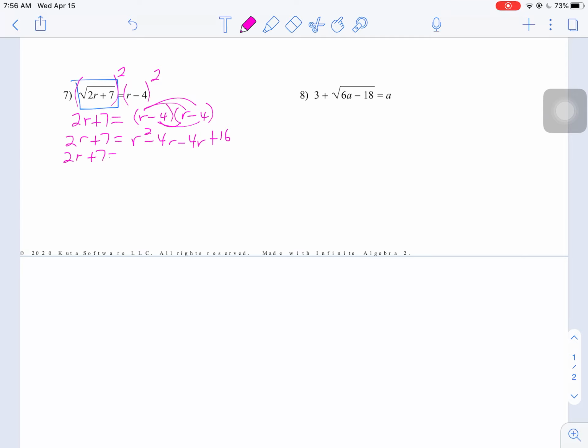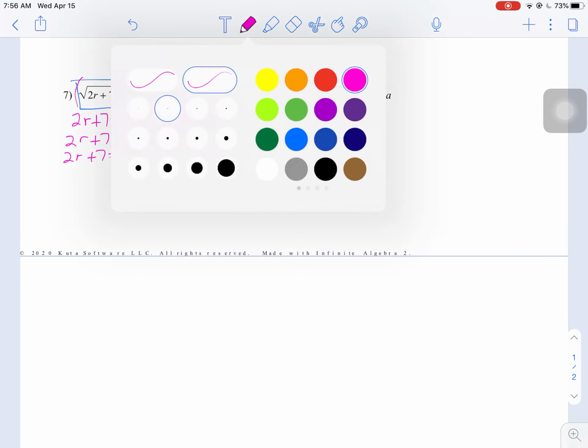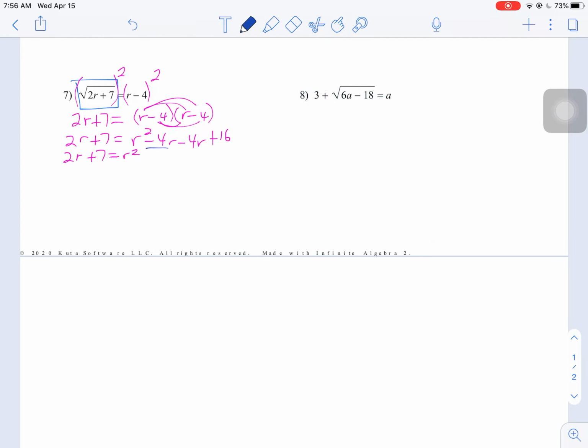So I'm going to add my like terms on the right side of the equation. So I have negative 4r minus 4r is negative 8r. And then since I have r terms and an r squared term, I want to get everything on one side and set it equal to 0 so that I can factor. So I'm going to subtract 2r from both sides, and I'm going to subtract 7 from both sides. That way I get everything on one side. So r squared minus 10r plus 9.